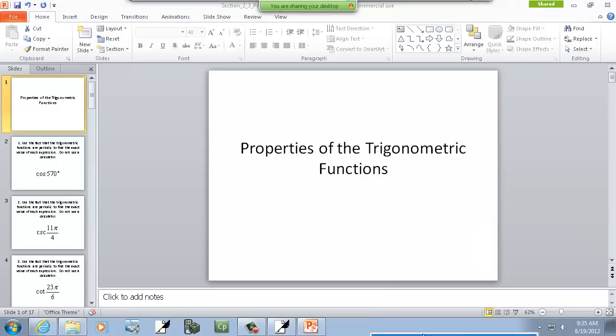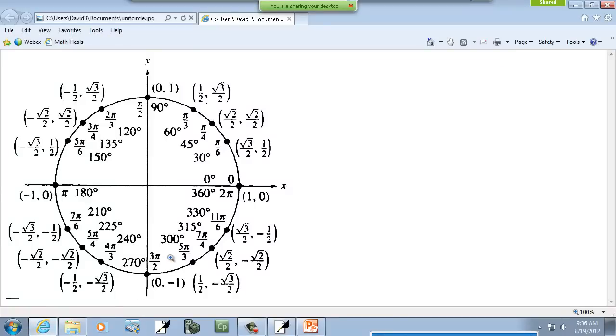There we go. Let's take a look at properties of the trig functions. And we're going to be using the unit circle again. So refresh your memory. I found a different one, a better one, than the previous section, at least I think it is. We got 30 degrees, 45, 60.